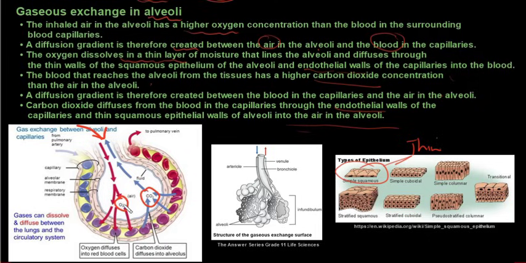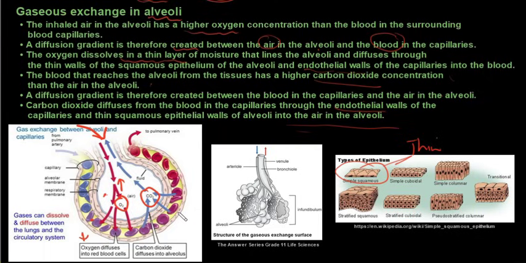So what will happen is that because there's a high concentration of oxygen in the alveoli, so in the lungs, and a low concentration of oxygen in the blood, there will be a diffusion gradient that forms. So oxygen will move from a high concentration in the lungs to a low concentration in the blood capillaries, and then it will be transported to the rest of the body.